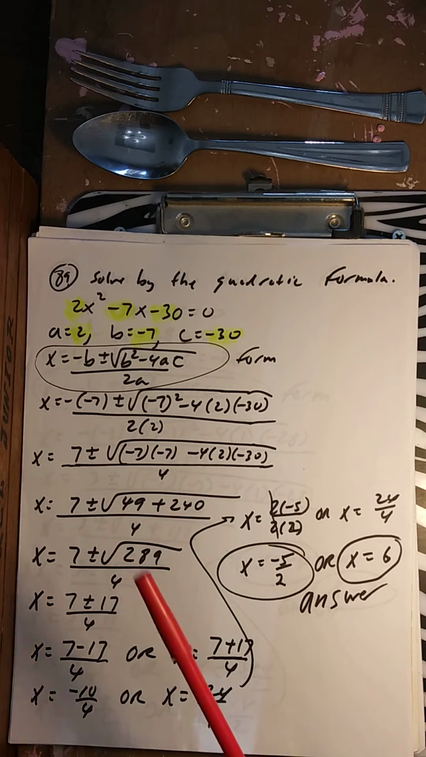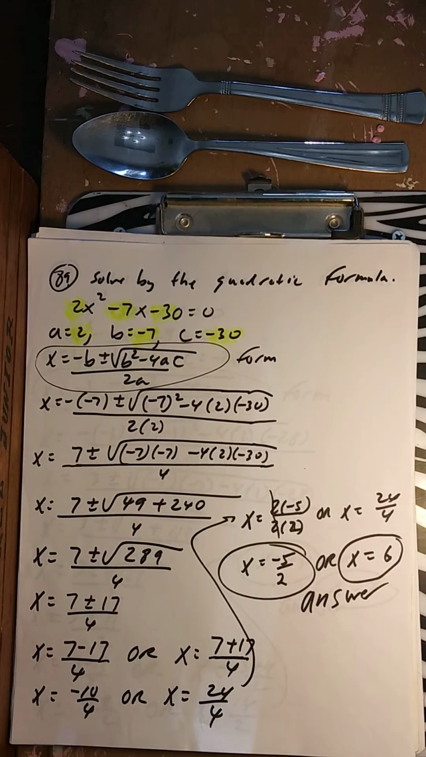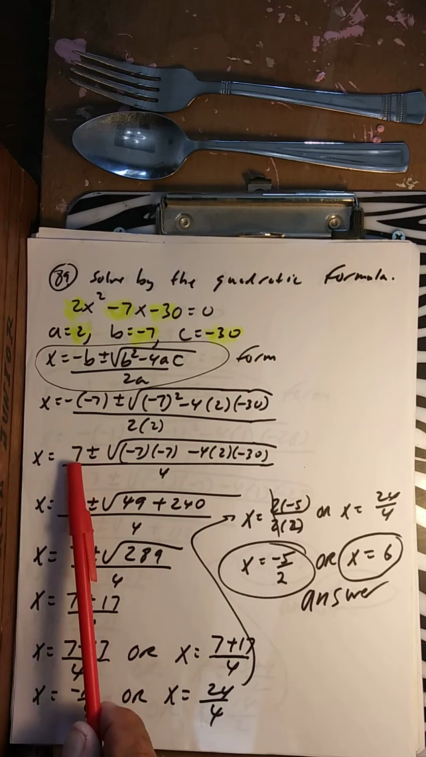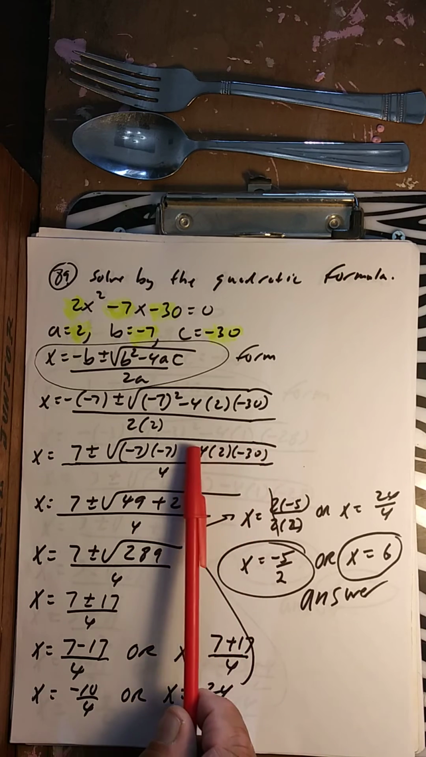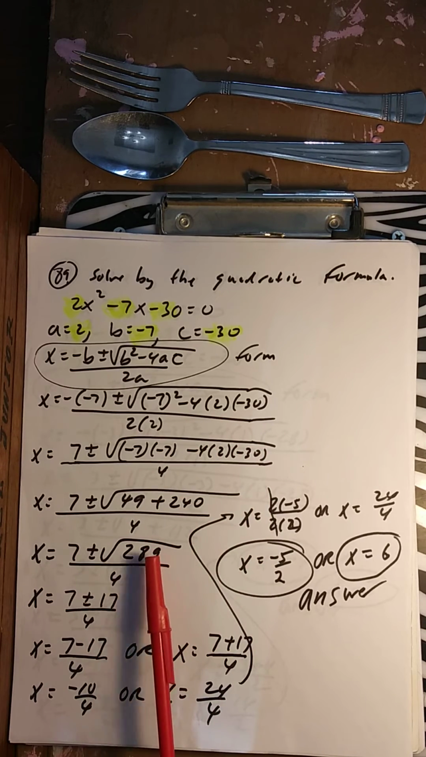Oh, solve by the quadratic formula. That's fine. A, B, C. There's A, there's B, there's C. Quadratic formula is right there. Put the numbers in for the formula. And negative is positive. Negative 7 squared means negative 7 times 7. That's going to be 49. And these three numbers right together is going to give you 240. Add those together is 289. Square root of 289 is 17.